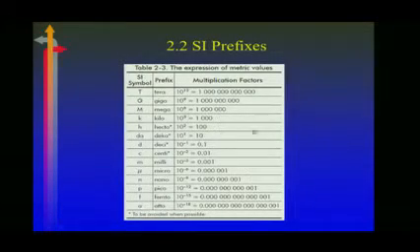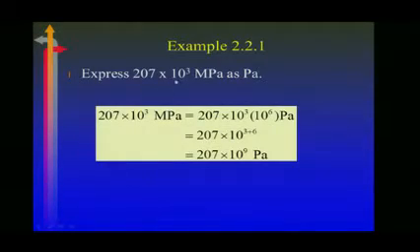SI prefixes: tera, giga, mega, kilo, hecto, deca, deci and so on. Most of it you're familiar with. Pico, 10 power minus 12, femto minus 15, and atto minus 18. Nice to keep in mind. Express 207 times 10 power 3 megapascals as pascals. Mega means 10 power 6. 10 power 3 times 10 power 6 is 10 power 9. So 207 times 10 power 9. Generally, you're looking at modulus of elasticity range.